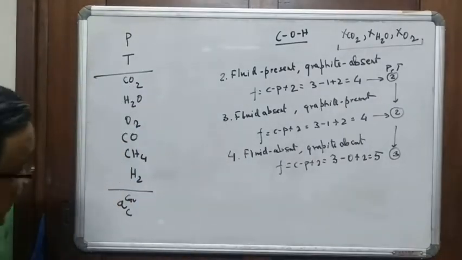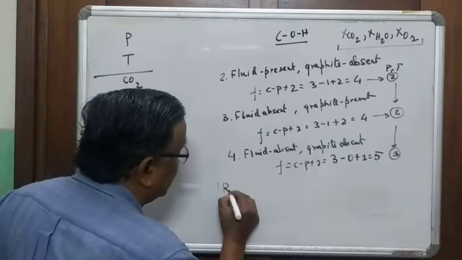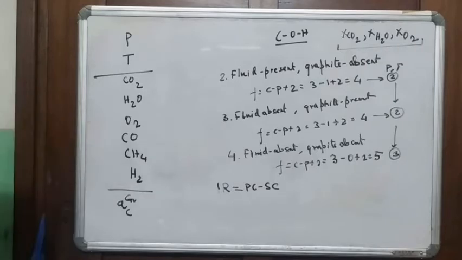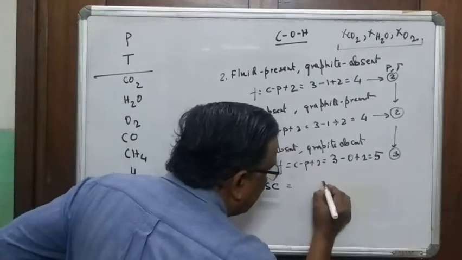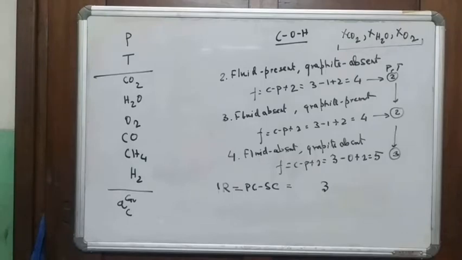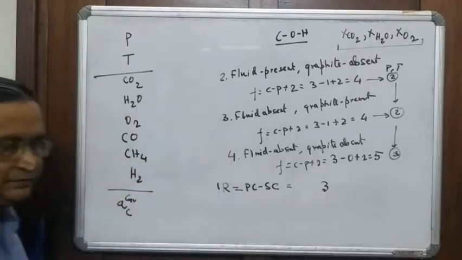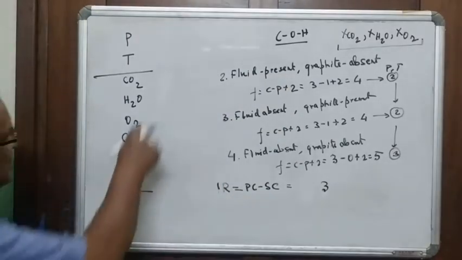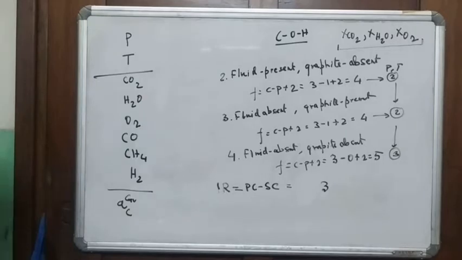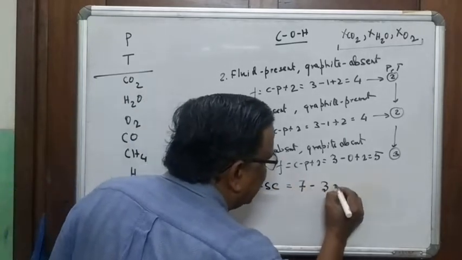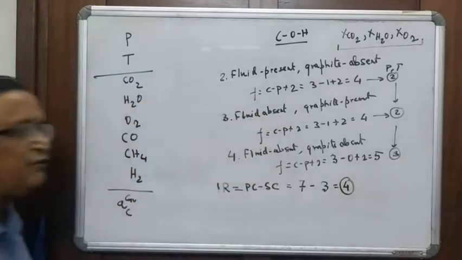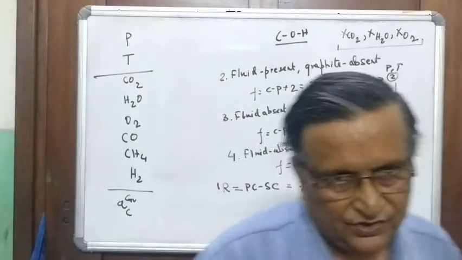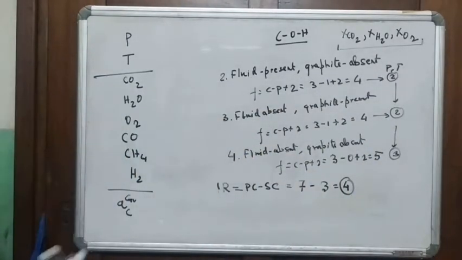Now, one thing I must say here, if you look at the independent reactions, phase component minus system component, you can see here that system component is always 3. You see, system component is always 3 because it's a 3-component system. And phase component, you can always see it's 7. So essentially, it is 7 minus 3 is equal to 4. So you have always 4 independent reactions. You almost have no escape.